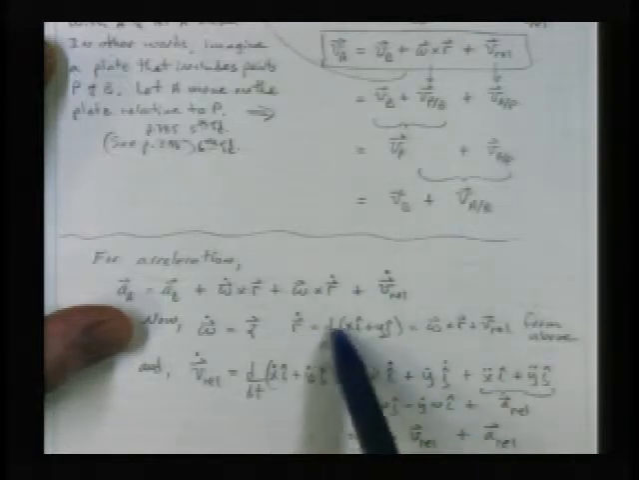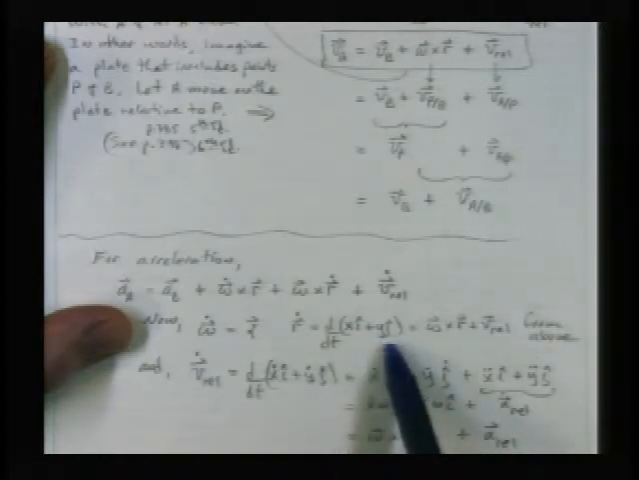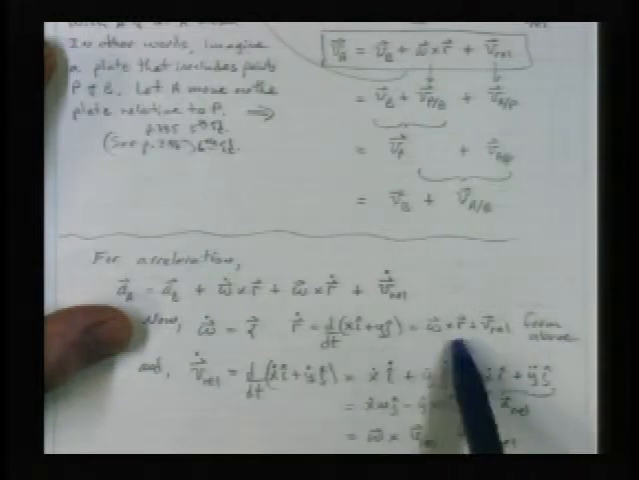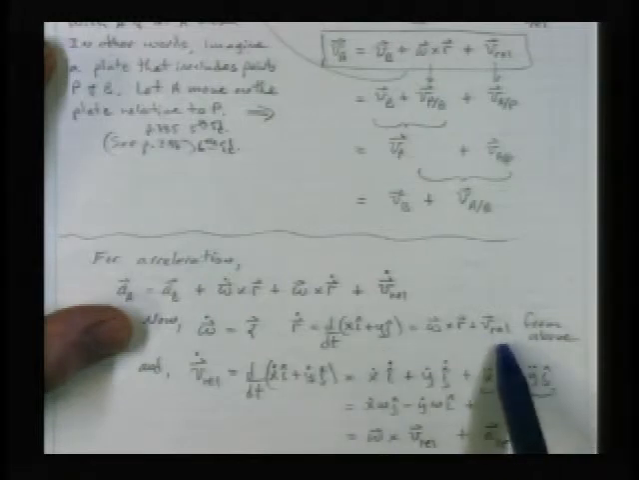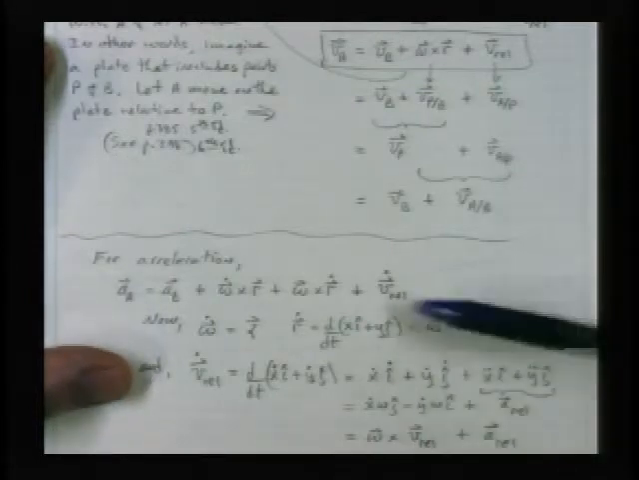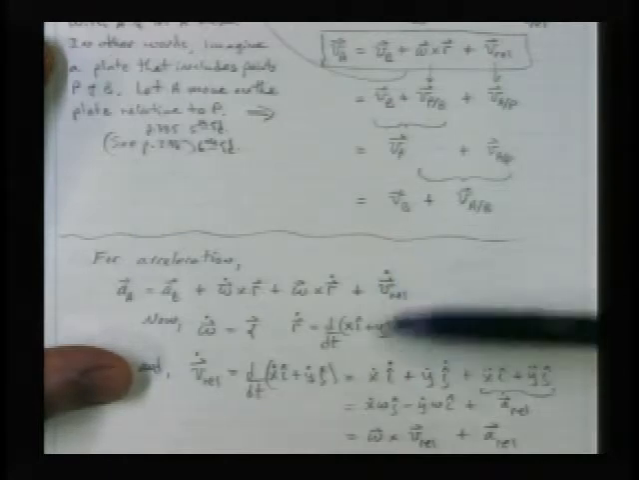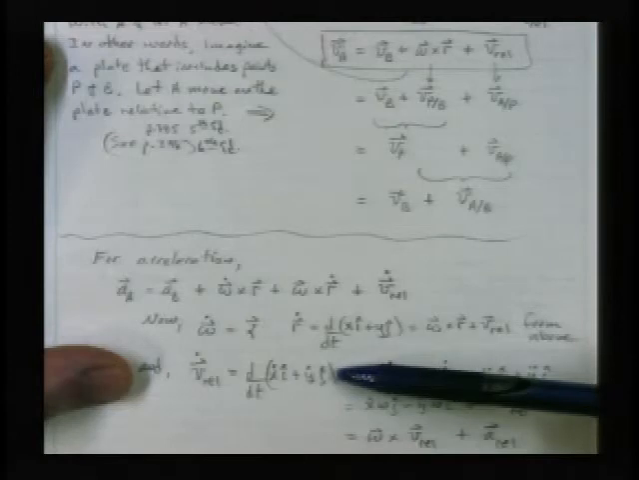It is the time derivative of this position vector, which happens to be itself, and we actually did this earlier up above. This actually turns into a combination of omega cross r plus v rel. And then the last component of this is the time derivative of v rel. Well, the time derivative of v rel, look at how complex it gets.